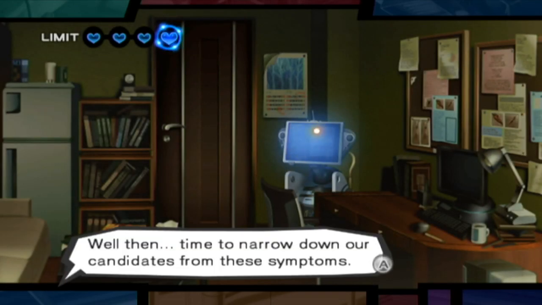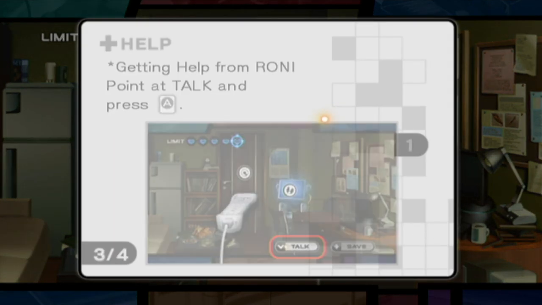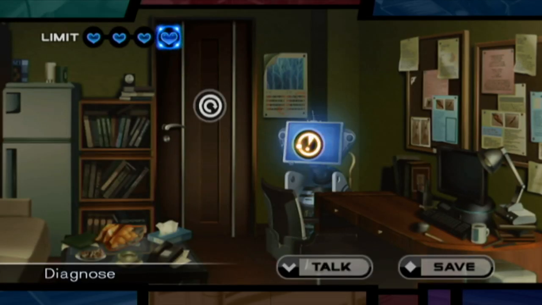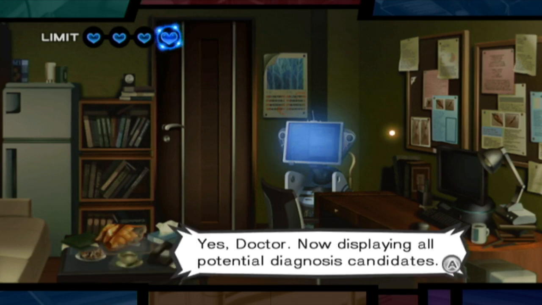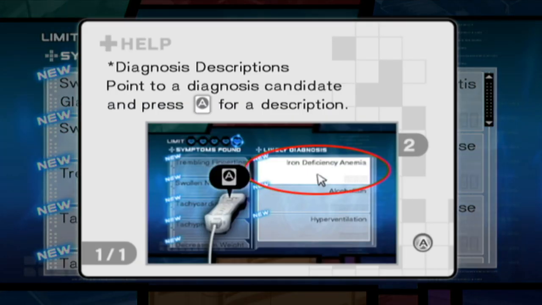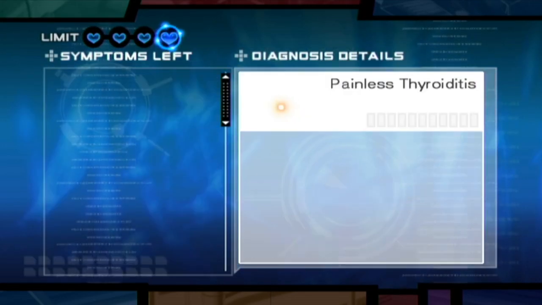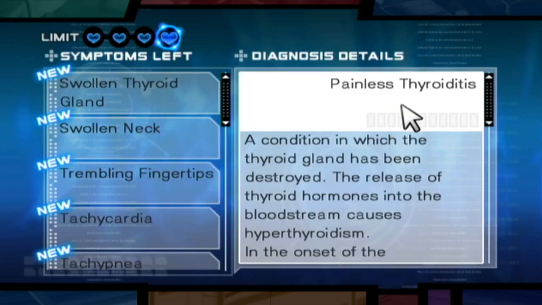Well then, time to narrow down our candidates from these symptoms. Show me the likely conditions from the symptoms we found. Yes, doctor. Now displaying all potential diagnosis candidates. I see. They're trying to teach me how to do it. You're supposed to match symptoms to a diagnosis.